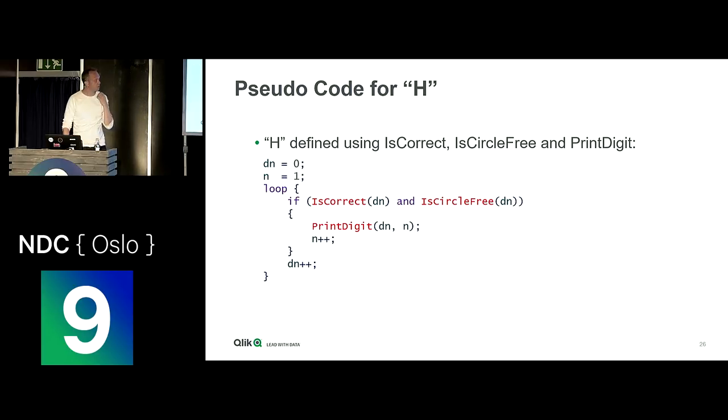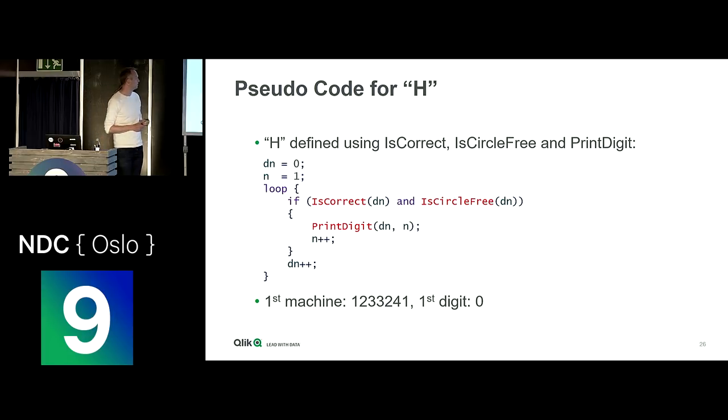All right, so we start counting. 0, 1, 2, 3, and the first circle-free machine we reach is this one. This number here is 1,233,241. So it's a big number. We have to count for a while, but we got there. And this is a machine that just prints the digit 0 on every single square. So the first digit that H will print is 0.